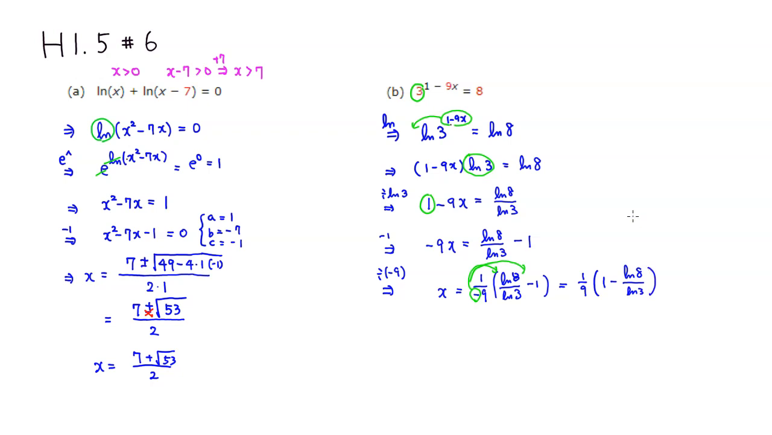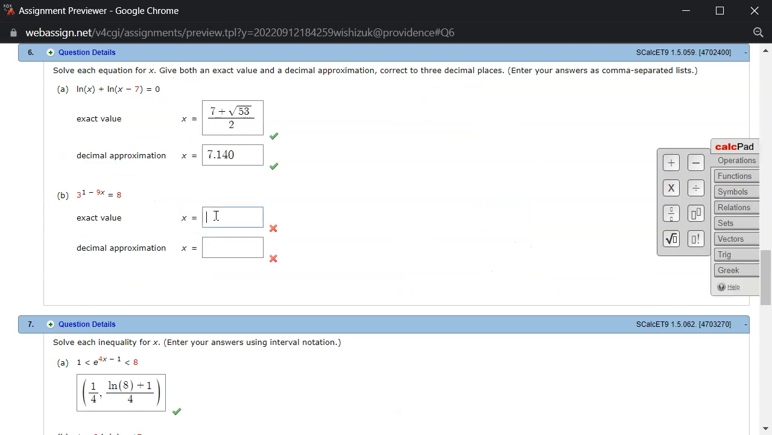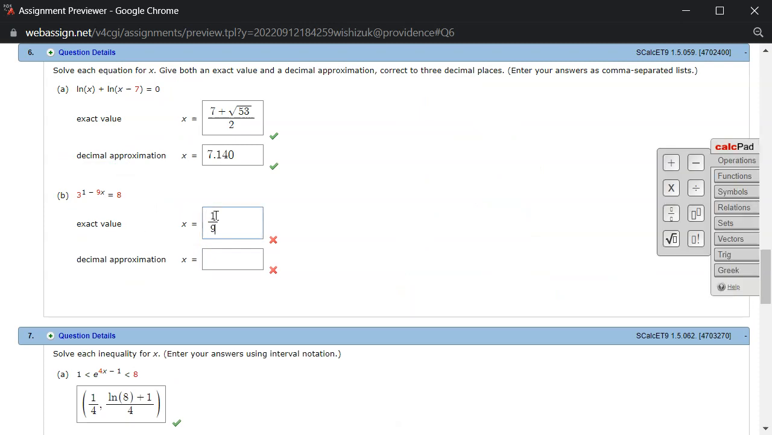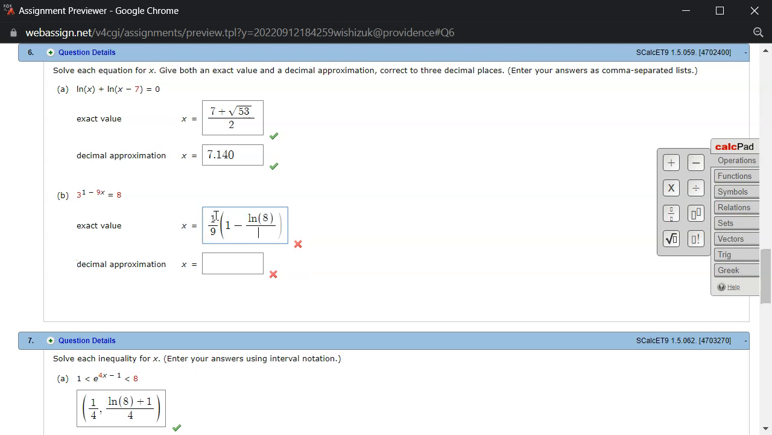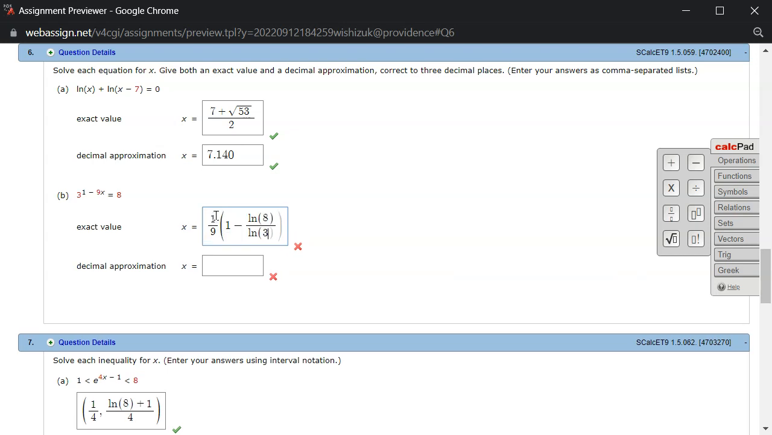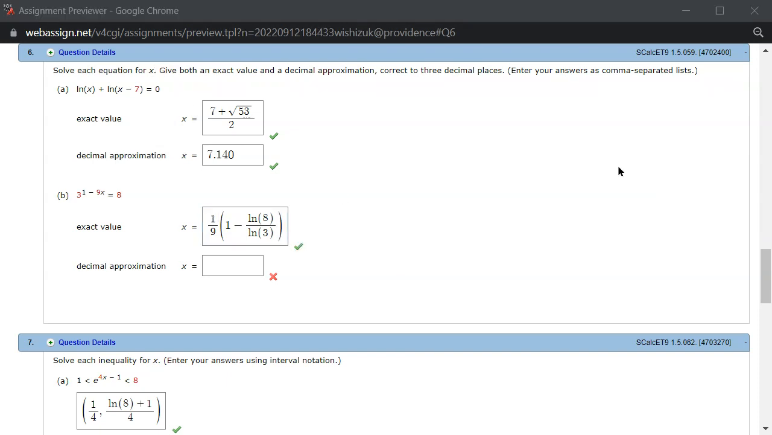Let's type it in. So we have 1 over 9 times 1 minus the natural log of 8 over the natural log of 3. Let's check the answer. I came back and looks like we got this one correctly.